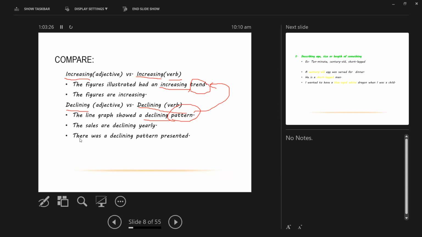Last example. There was a declining pattern presented. Okay, wag na to kasi obvious naman yung sagot. Same lang din siya sa first example, right? There was a declining pattern. The word modified its pattern and the modifier is declining. Okay.